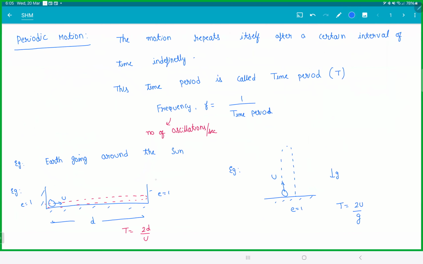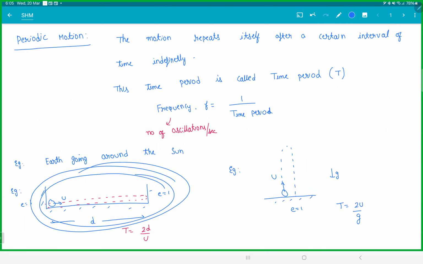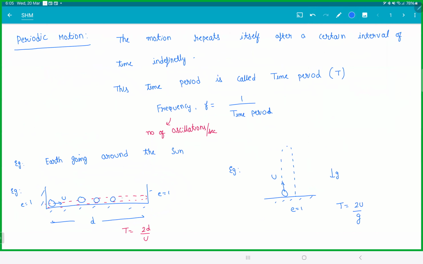this is not oscillatory motion, right? Why? There's no restoring force. The force comes only... Tell me here, what is the mean position here? Every position is a mean position, isn't it? There's no force there. So periodic motions need not be oscillatory.